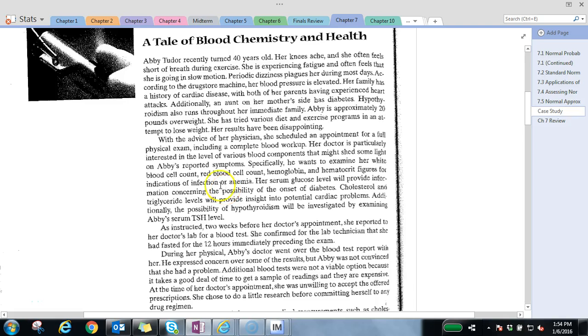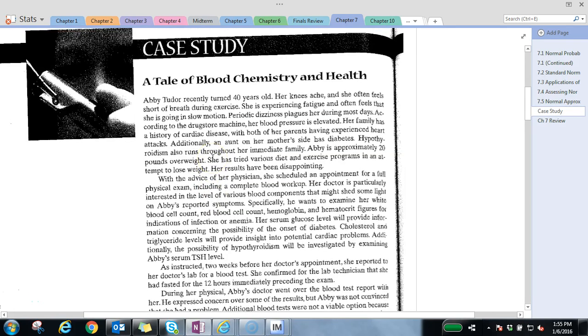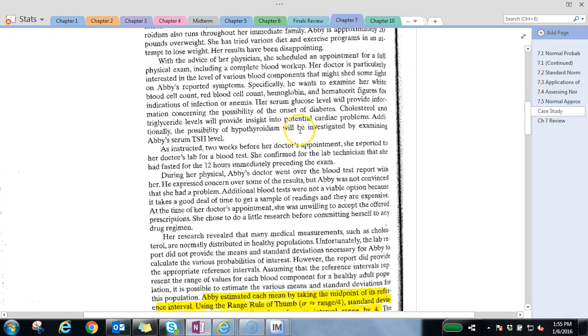Alright, so the Chapter 7 case study. You need to read this case study carefully. Read the first couple paragraphs so that you can answer the question 2C and 2D. What assumptions did you make and what limitations?